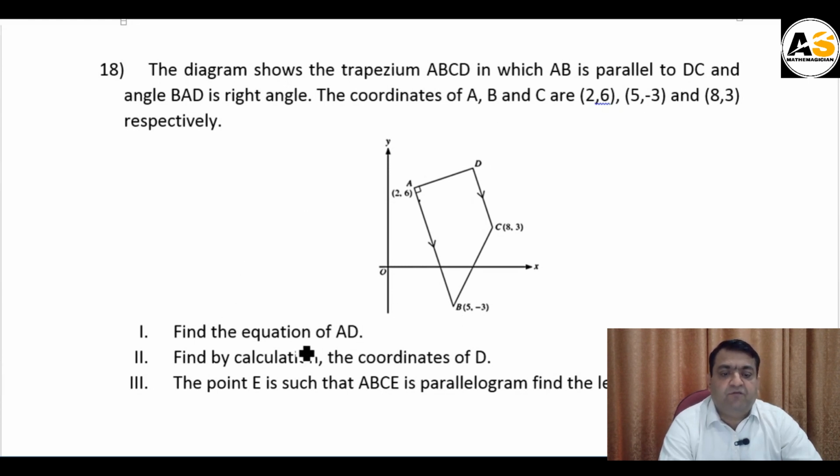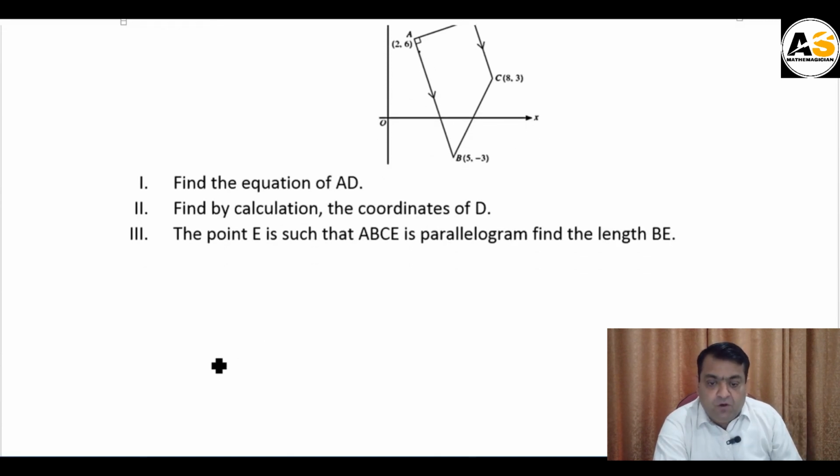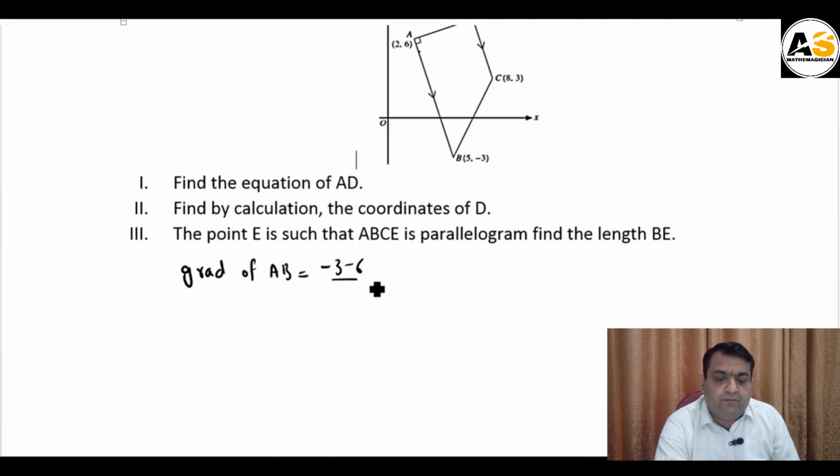In the first part, we have to find the equation of AD. This is the line AD. It passes through A, so we have 1 point, and it is perpendicular to AB. It means we can find the gradient of AD. So we will find the equation of AD by gradient point form. First of all, let us find the gradient of AB. AB, this line, these are 2 points. This will be -3 - 6 over 5 - 2, which is -3.